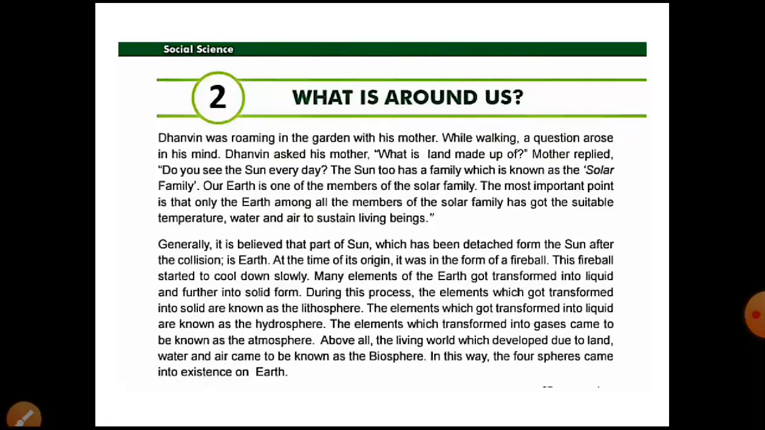His mother replied, do you see the sun every day? The sun too has a family, which is known as the solar family. Our earth is also one of the members of the solar family. The most important point is that only the earth among all the members of the solar family has the suitable temperature, water and air to sustain living beings.